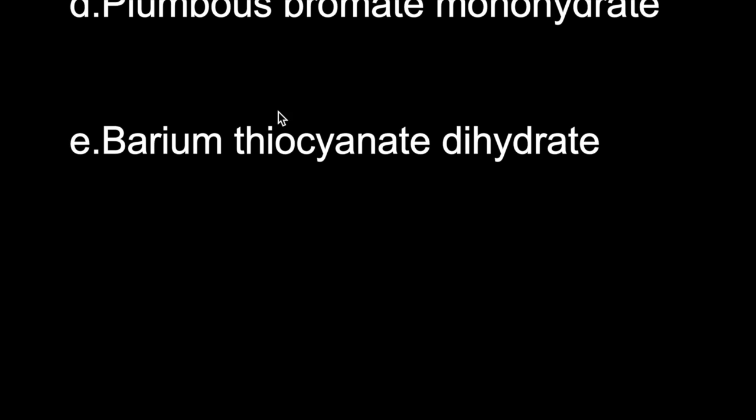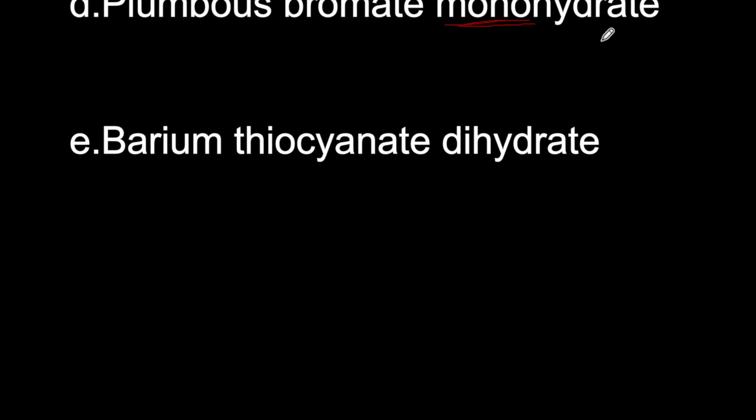Now working backwards, we have plumbous bromate monohydrate. Now plumbous is a lead, and if you remember, lead has a +2 or +4 charge. This would have a +2 charge to it. Bromate is one of your polyatomic ions. It has a -1 charge to it. Now the key part to this though is mono. Mono means 1, and then hydrate meaning water. So this means this has 1 water molecule attached to it. And if you remember, for ones, you don't write ones down.